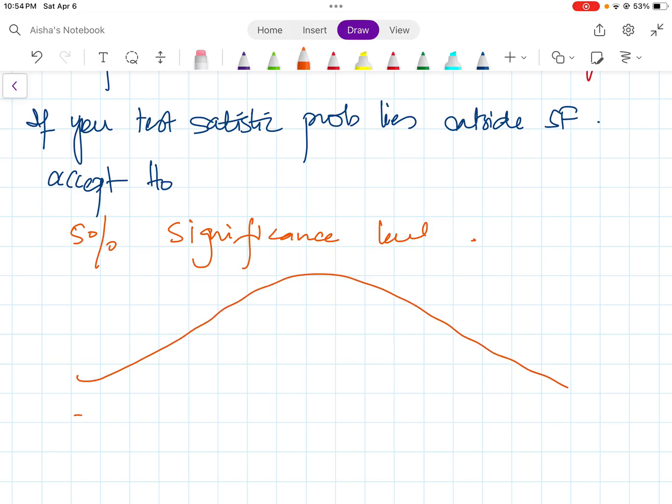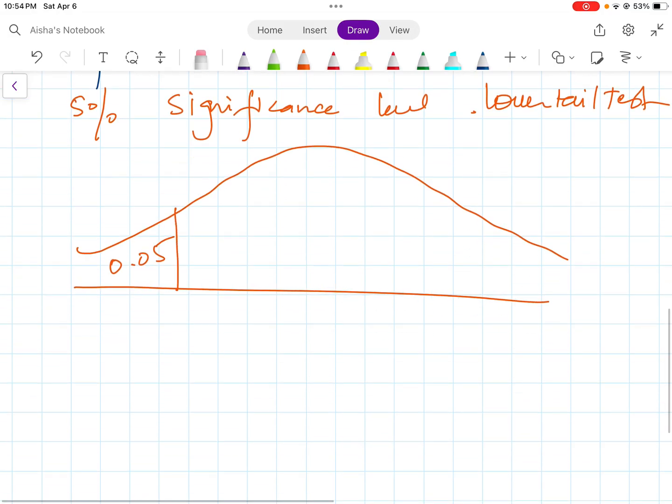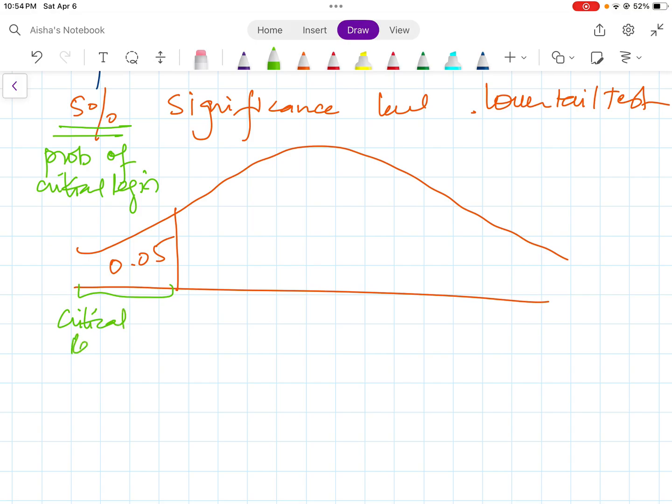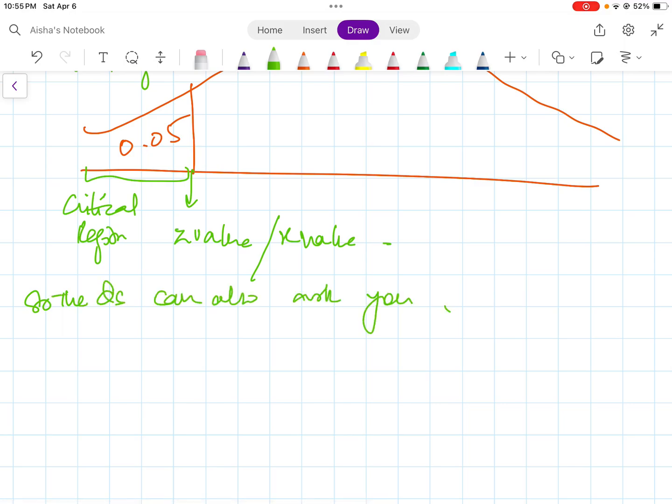If I draw a bell curve and this is a lower tail test, so this is 0.05. Now this is a probability given to me. Probability of critical region, you can say, because this part is called the critical region. There is a z value of it, and there is also an x value of it. So the question can also ask you to find this z value or x value.